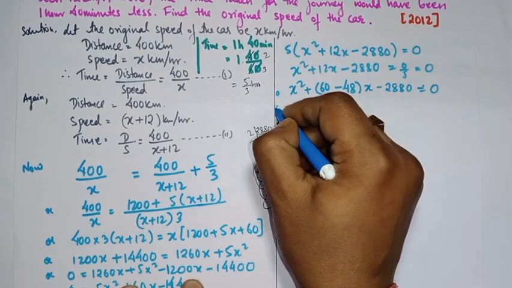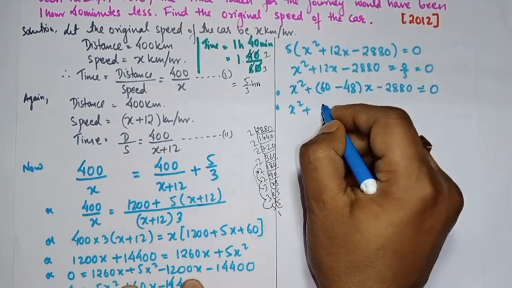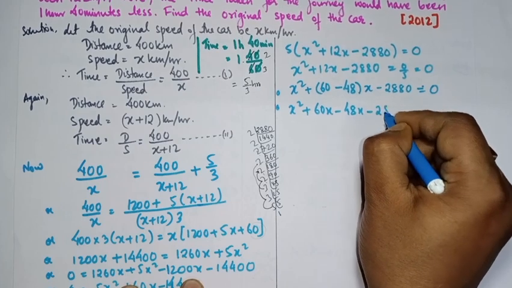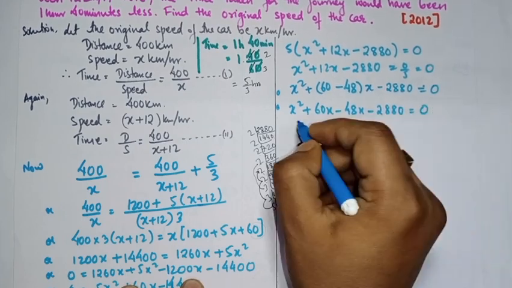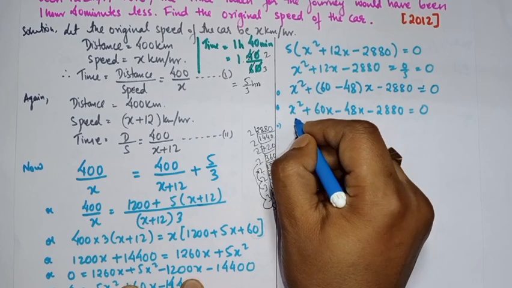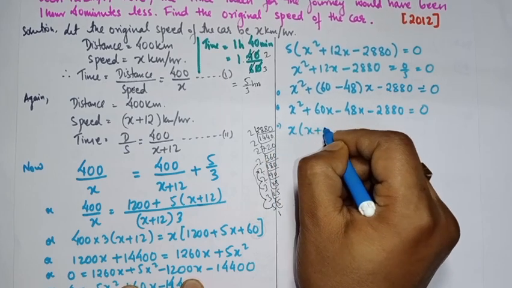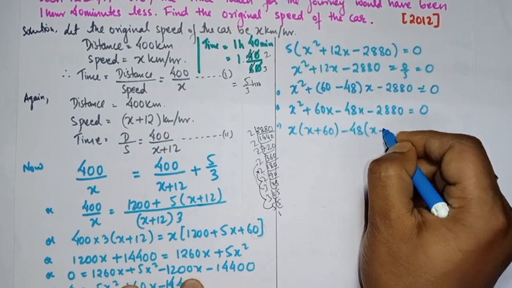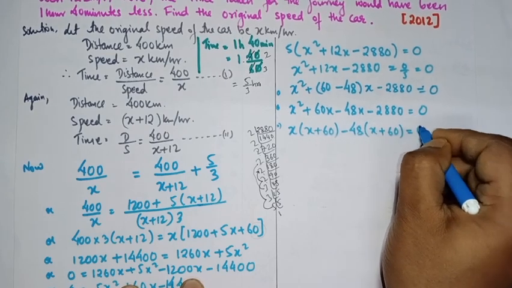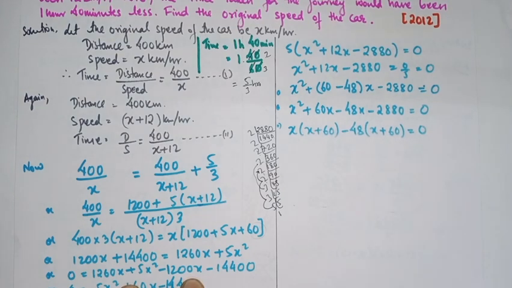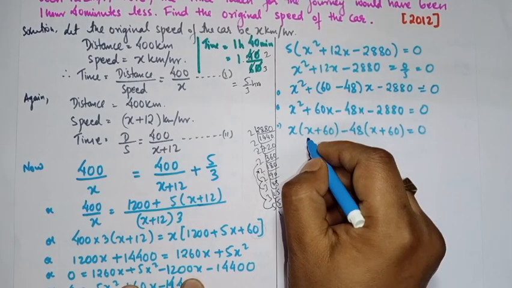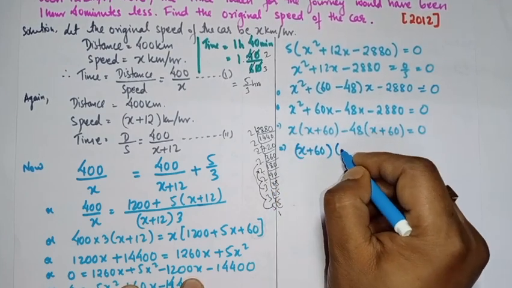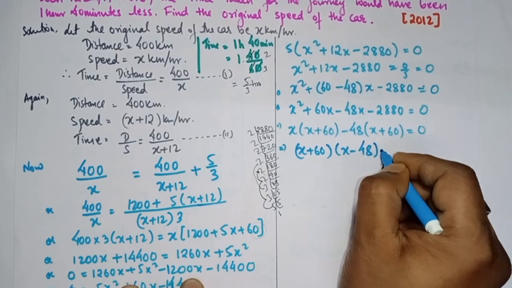So now what can I do? x square plus 60x minus 48x minus 2880 equals 0. Now what can I do? From this, x is common, so it will be x plus 60. What will be common here is minus 48, so it will come x plus 60 only. So as you know, it should be matched. Now x plus 60 is the same, so you will write it common, x plus 60, and the other two will be in another bracket, x minus 48 equals 0.